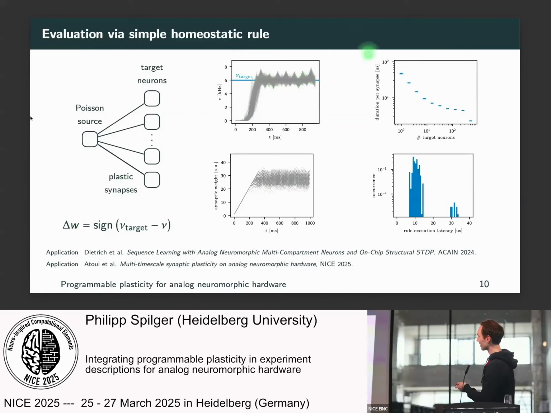And it's not super nicely converging, probably because the Poisson source rate is not high enough, which is also why the weights are still fluctuating after convergence.